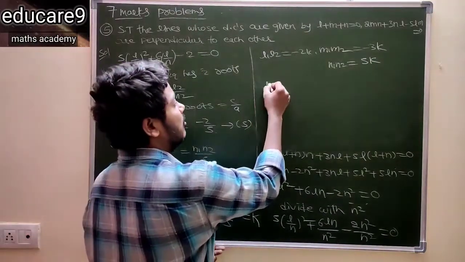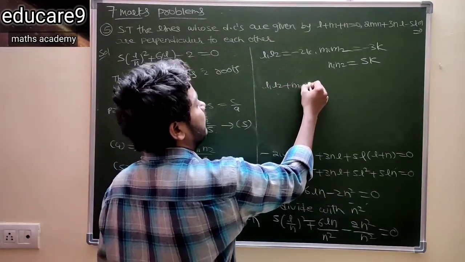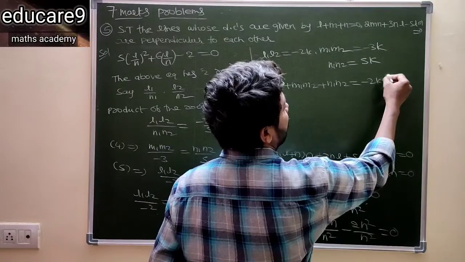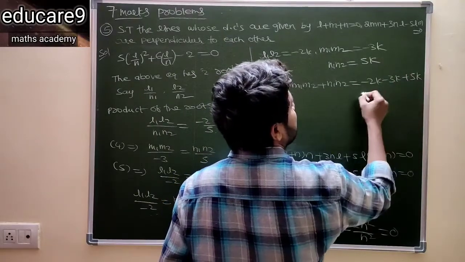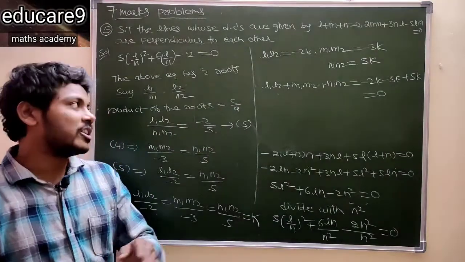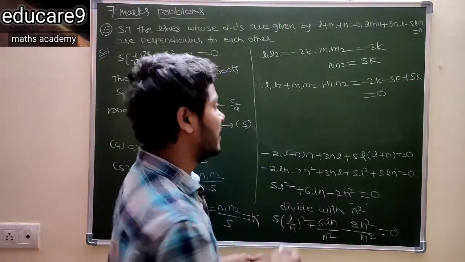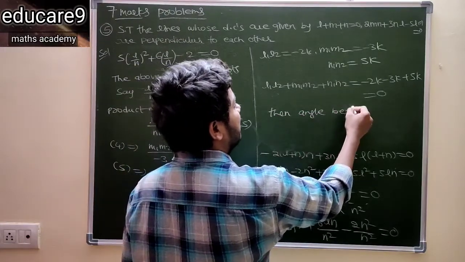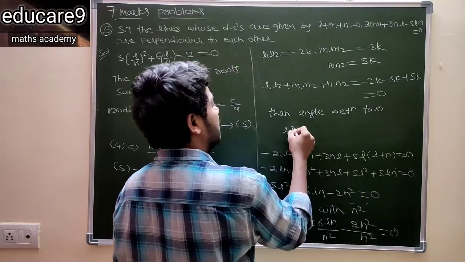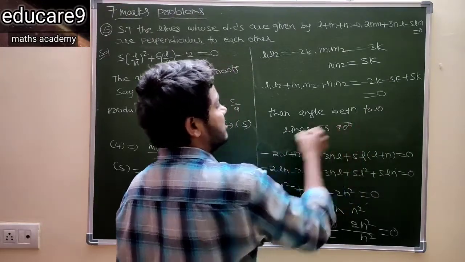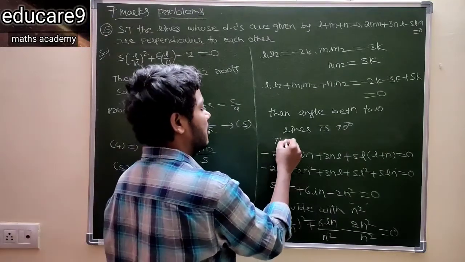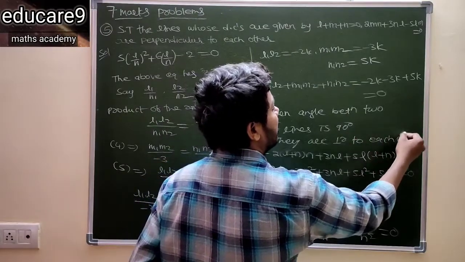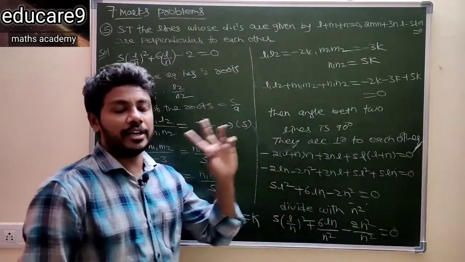Now l1 l2 plus m1 m2 plus n1 n2 value: minus 2k minus 3k plus 5k. So clearly you will get 0. You know that if the sum of the products of the DCs is 0, then you can say that the angle between the two lines is 90 degrees, means they are perpendicular to each other. So this is the required answer.